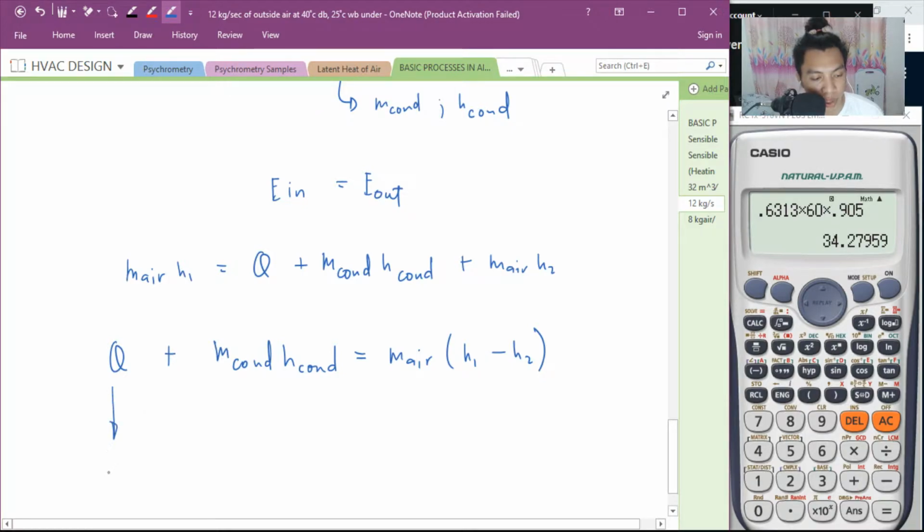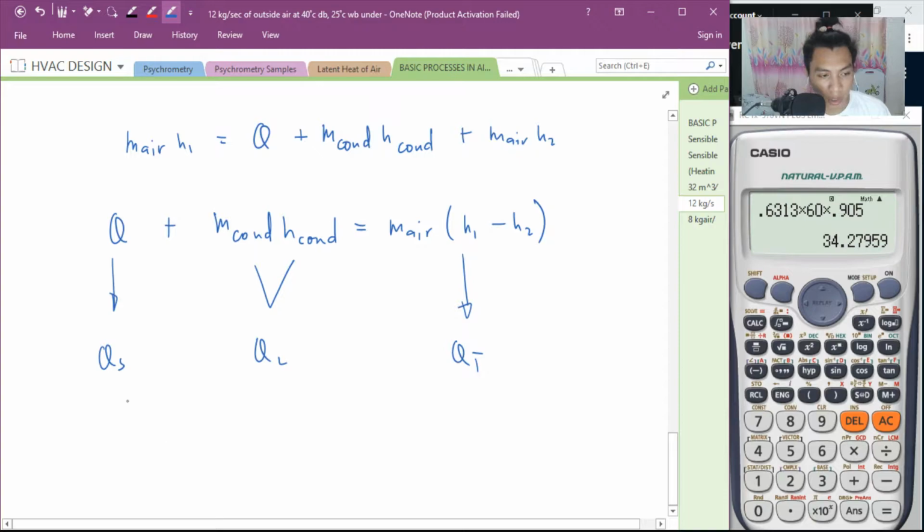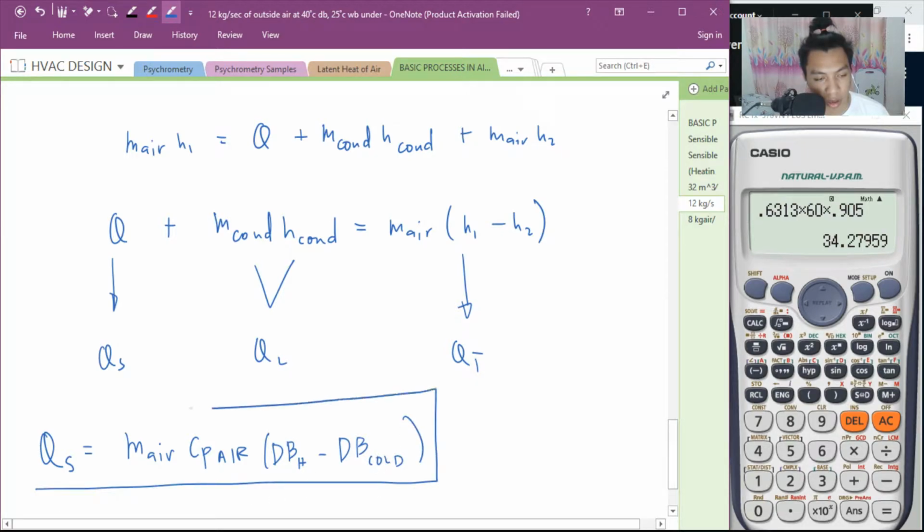Itong Q na to is the sensible heat, QS. Ito is QL. And then this one will always be QT. Now, himayin natin. Yung QS natin dyan, sensible heat is mass ni air, CP ni air, tapos yung watt. Ano yan? dB nung hot minus dB nung cold. That is QS. How about QL?